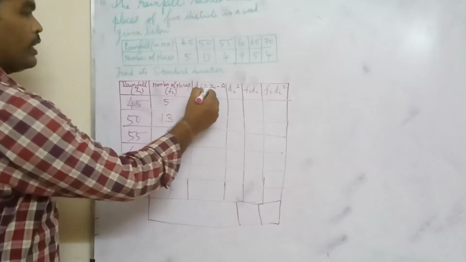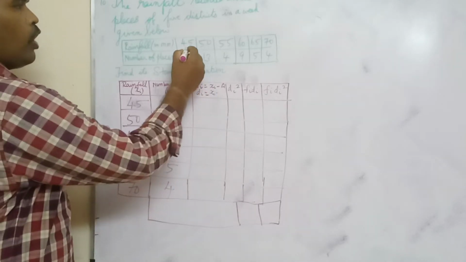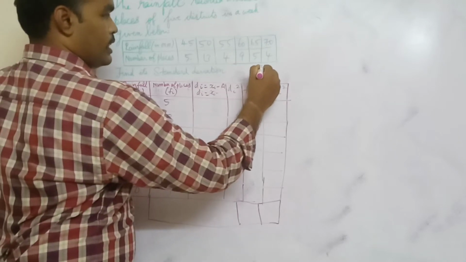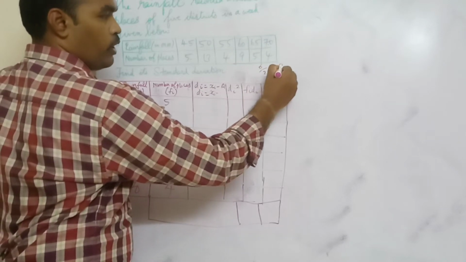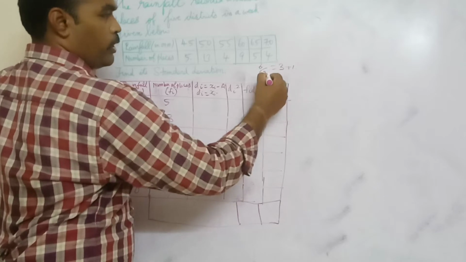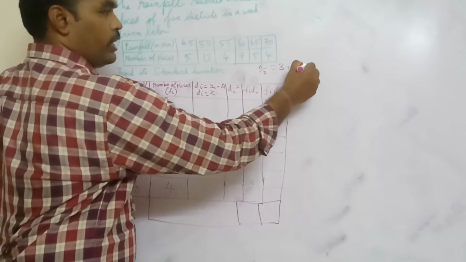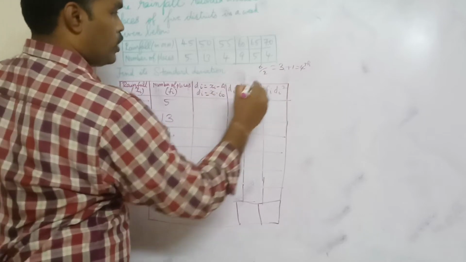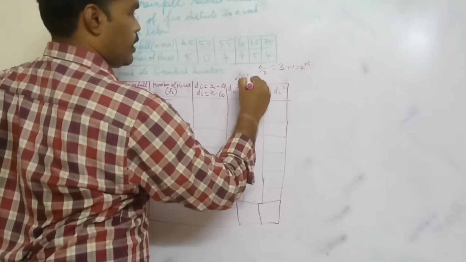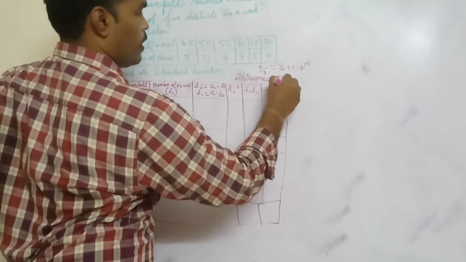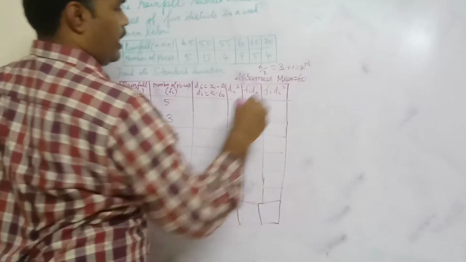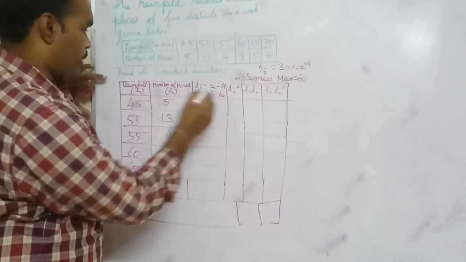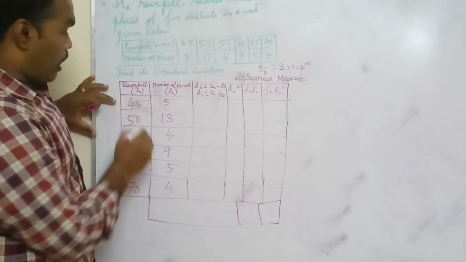Now, xi, totally how many? 1, 2, 3, 4, 5, 6. So total is 6. 6 by 2 is 3, and 3 plus 1 is 4, so we need to take the 4th item. The 4th item is 60. So the assumed mean is 60. So now xi minus 60.